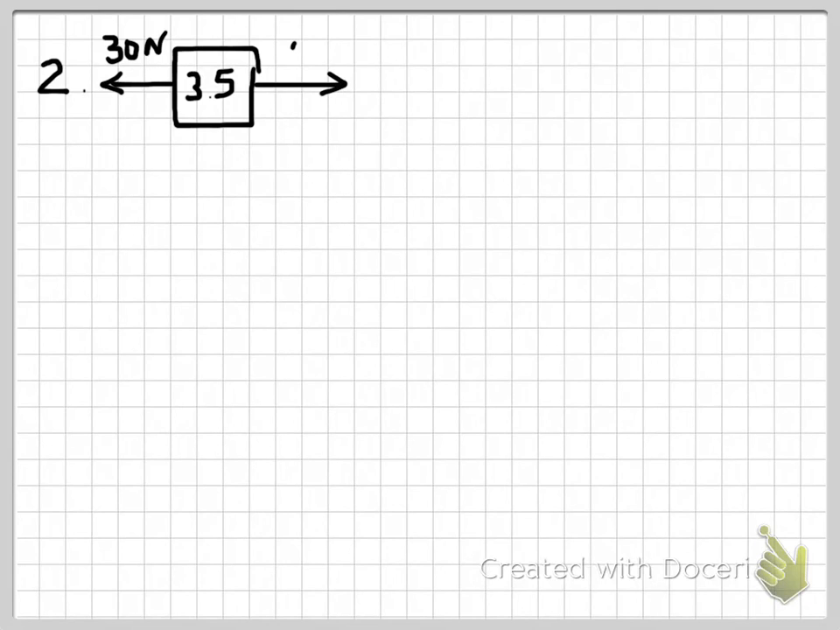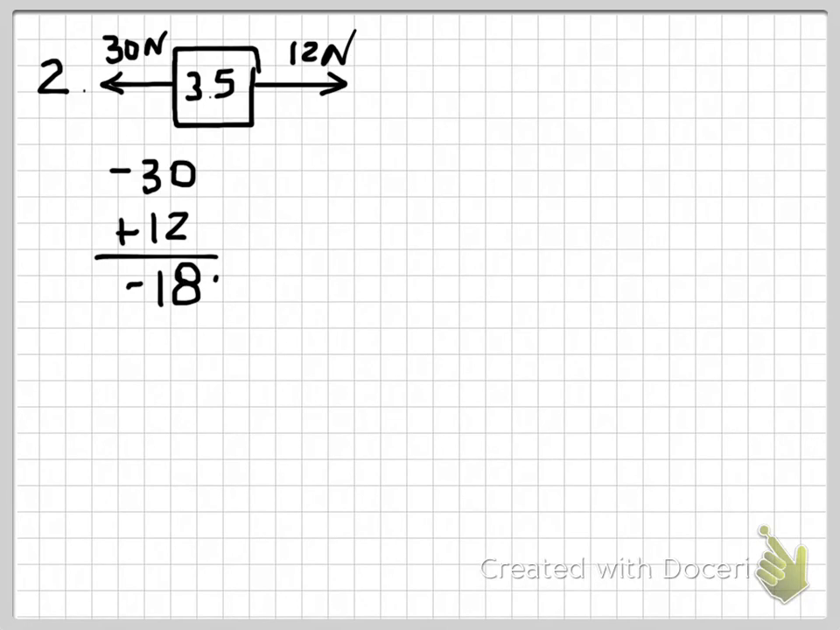Number 2. It says calculate the acceleration of an object at the right. We're given two forces moving in opposite directions, and we're given the mass. When we subtract the two forces, we get 18 newtons. Then we can apply this to the force formula.